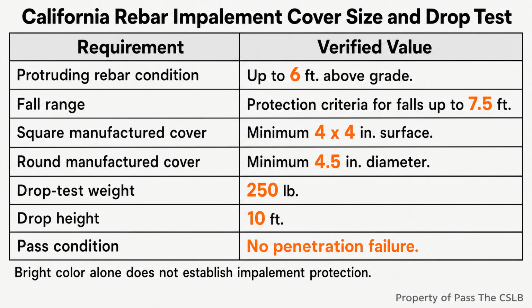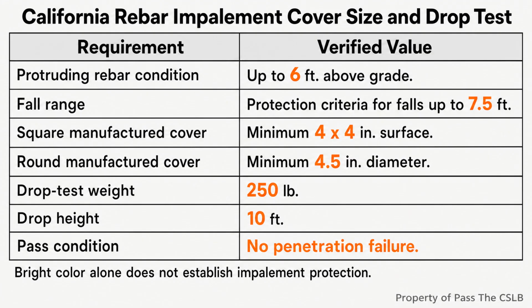A small plastic scratch cap may make the end of a bar easier to see and may reduce minor contact injury, but bright color alone does not prove that it can distribute the force of a falling worker. Impalement protection must be treated as an engineered performance requirement, not a decoration placed on the steel.